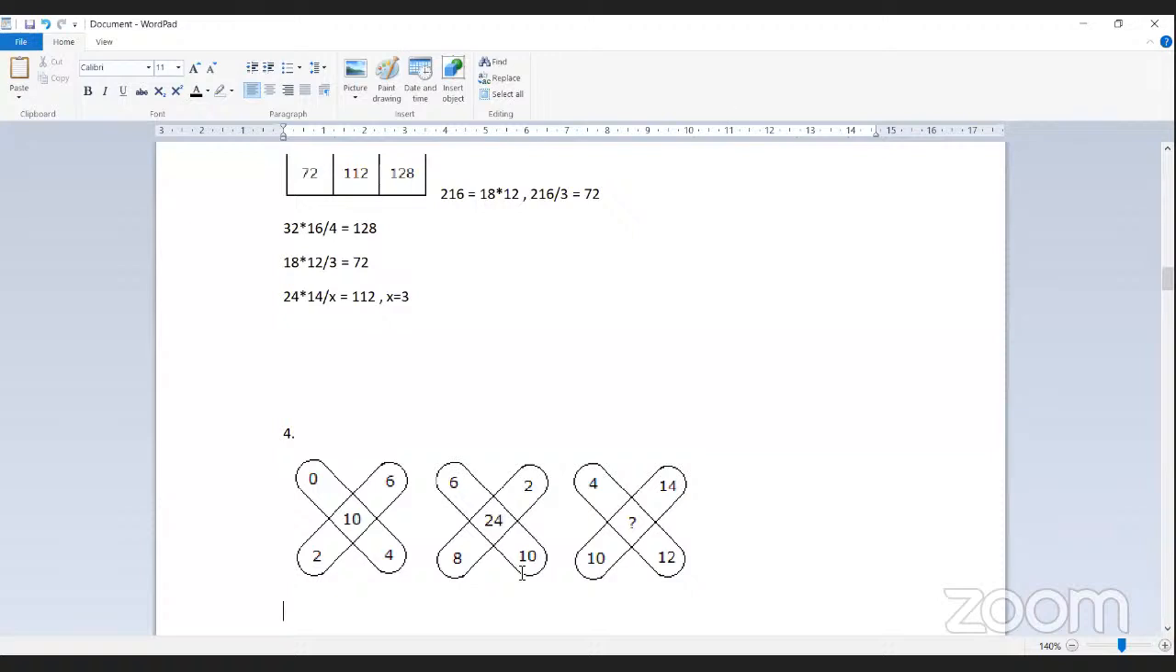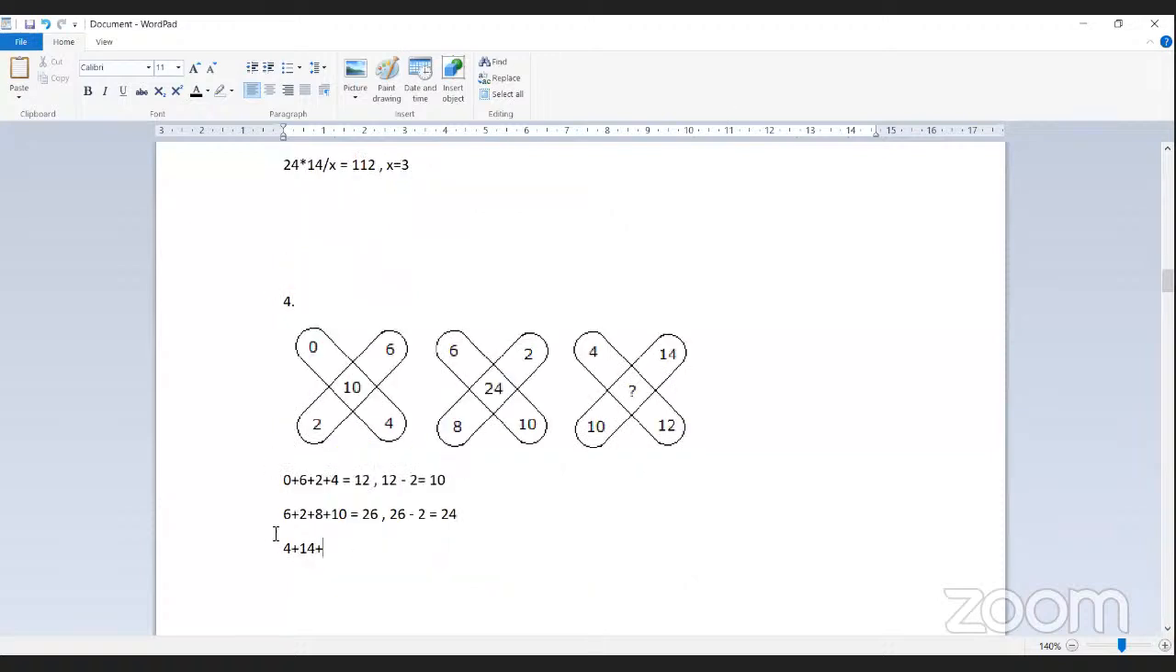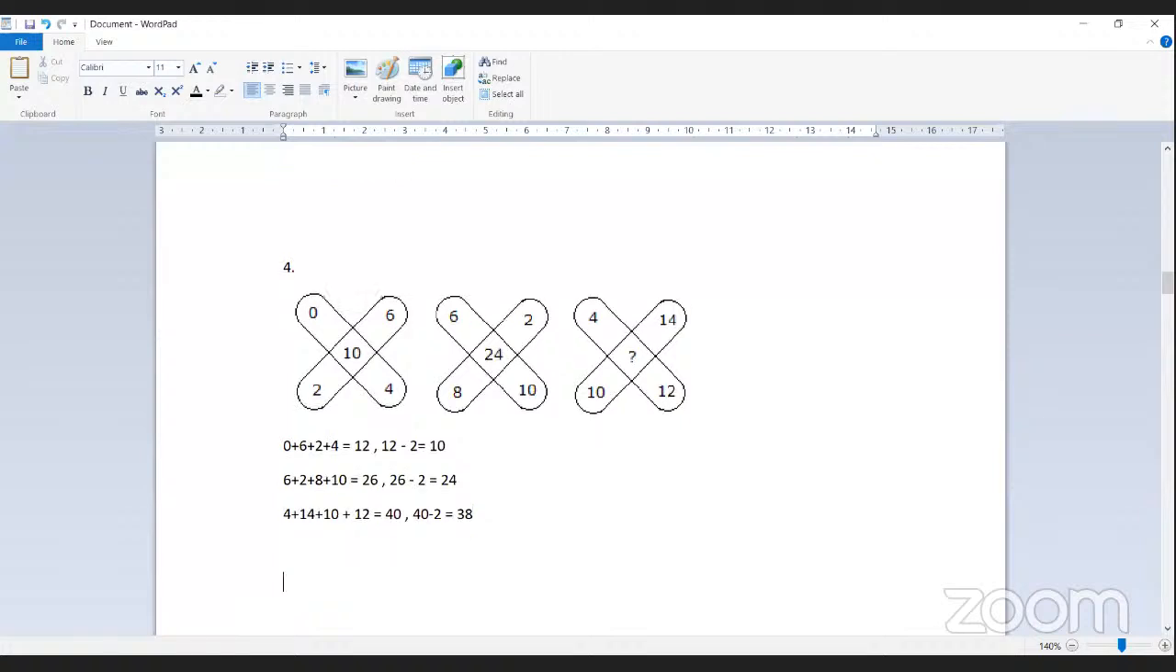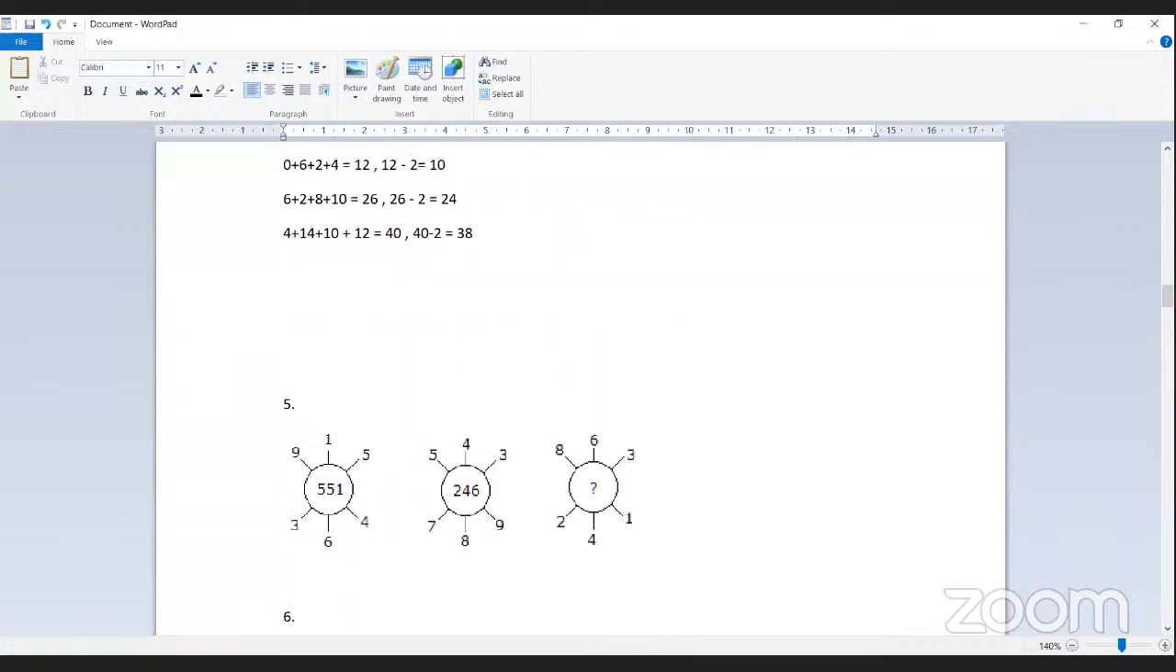Now, 4 plus 14 plus 10 plus 12 will give you 40. And 40 minus 2 will give you 38. Okay. I hope everybody understood this. Yes. Okay. Try this one.